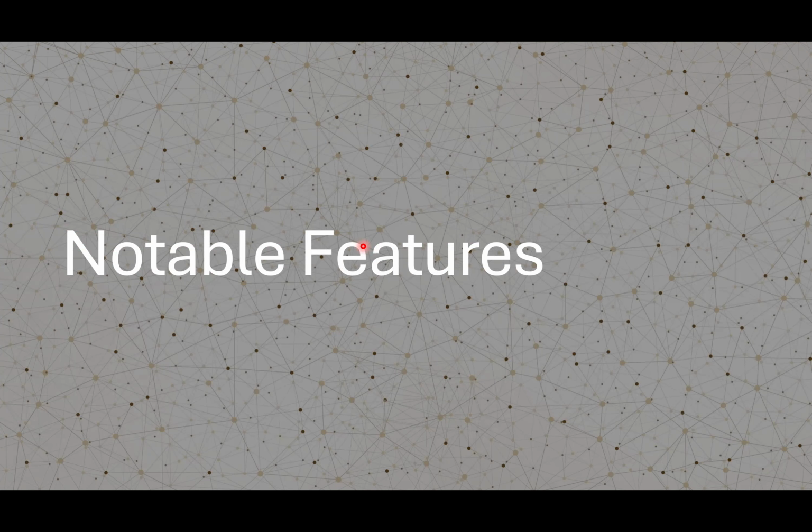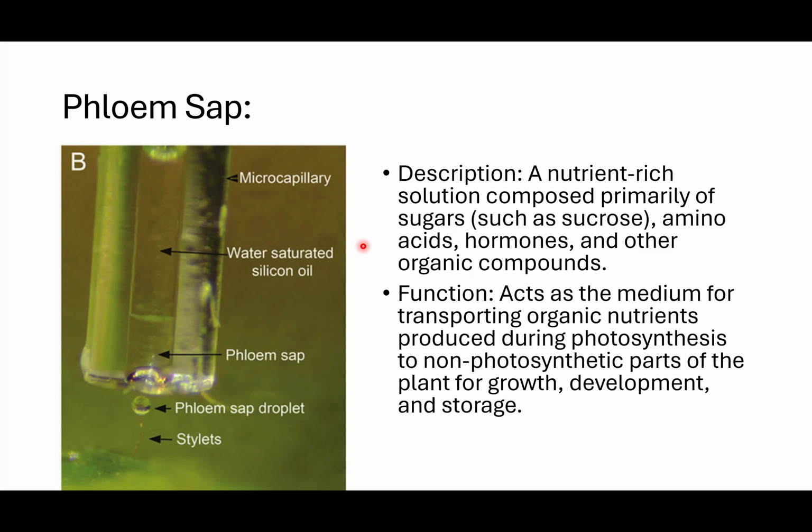Some notable features: we have the phloem sap. It's a nutrient-rich solution filled with primarily sugars such as sucrose. Amino acids, hormones, and all these different types of organic compounds are within the phloem sap. So it acts as a medium for transport. A good amount of it is water as well.